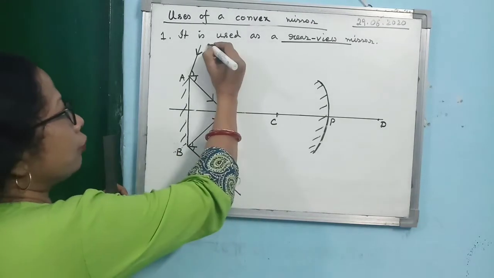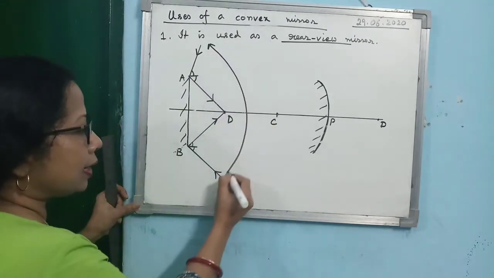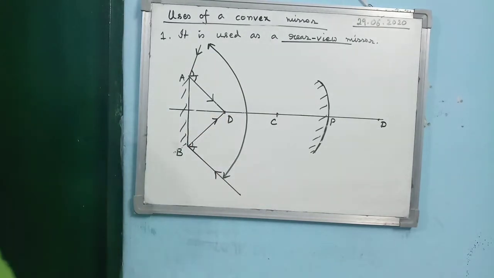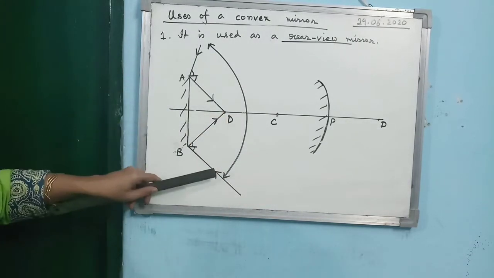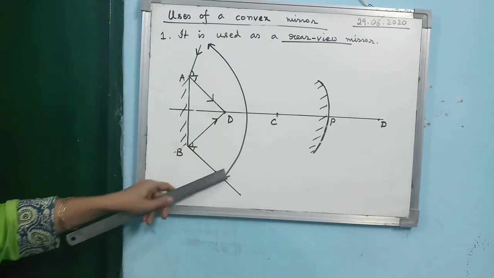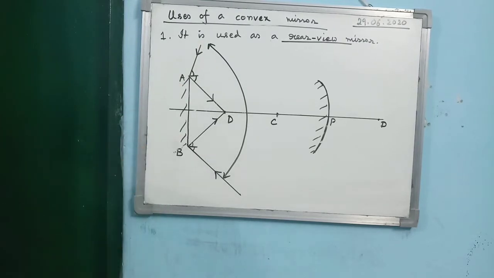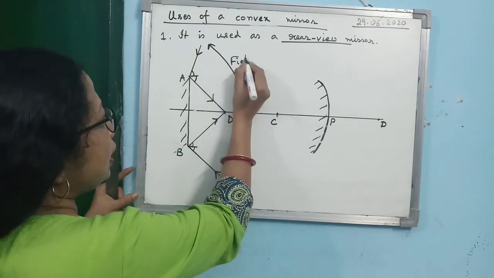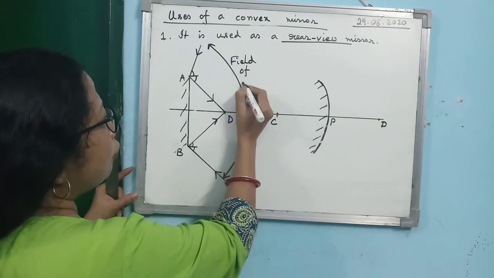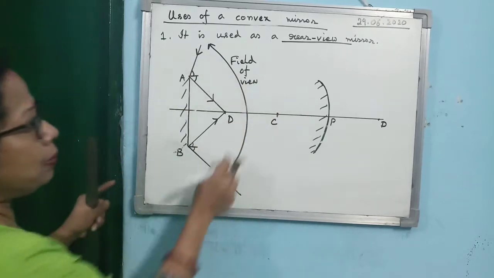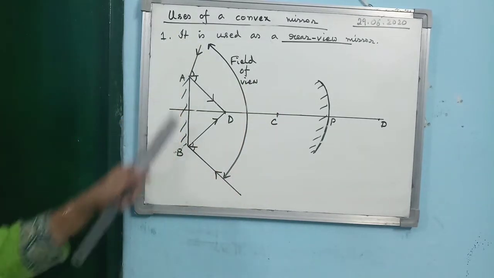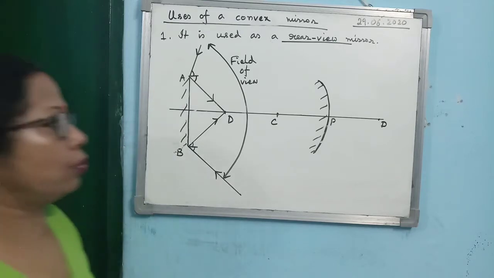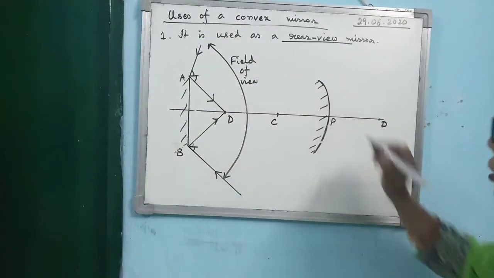So you see, from here to here, whatever is there, the driver will be able to see. From this ray till this ray, whatever is situated, the driver will be able to see it. So this is, from the name only you can make out, the field of view of the plane mirror. This is the field of view of the plane mirror. Is that clear?